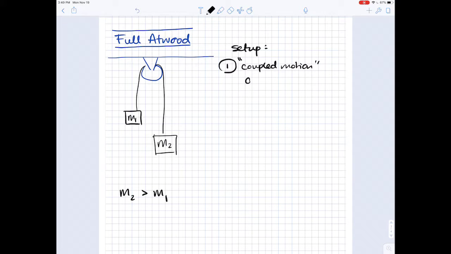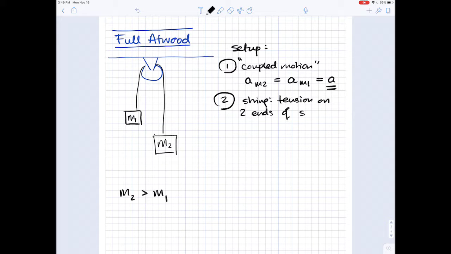So that means that the acceleration of mass 2 has the same size, the same change in velocity every second, as the acceleration of mass 1. So we're just going to call that A. Okay, that's the first thing to remember. 2, we've got a string involved, so the tension on the 2 ends of the string are the same. That means that the force of tension from the string on M2 has the same strength as the force of tension from the string on M1. Okay, so keep that in mind. So we need to know both those things.